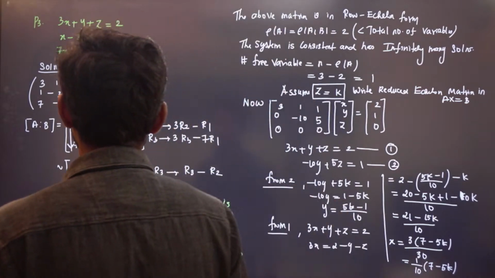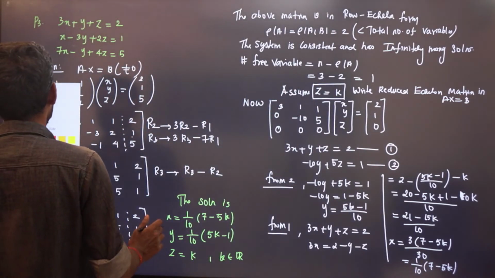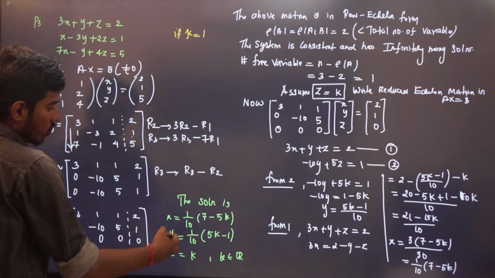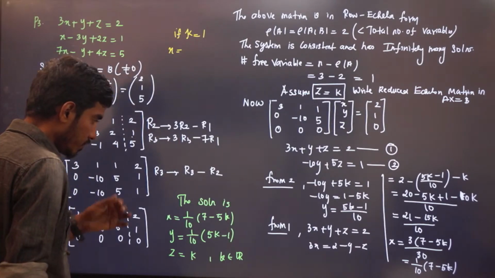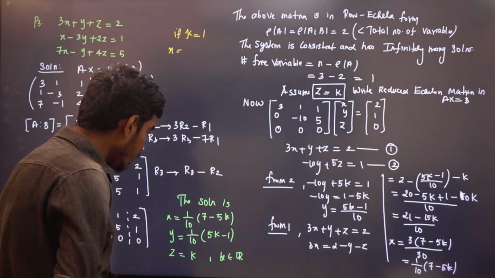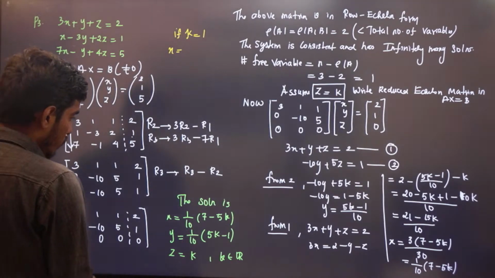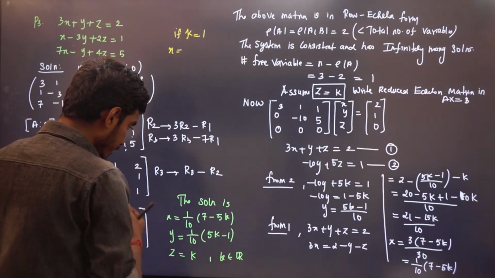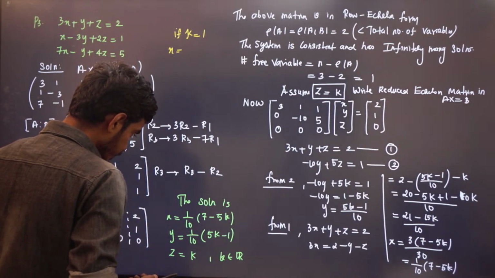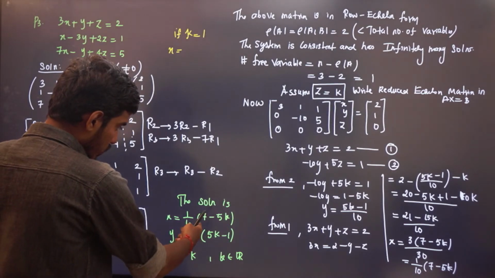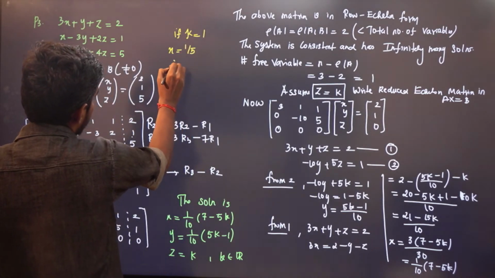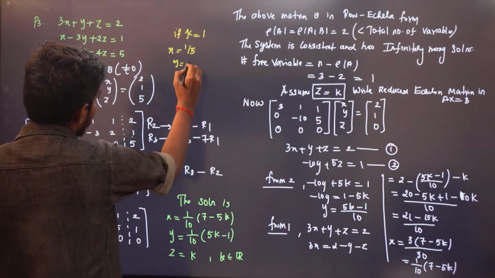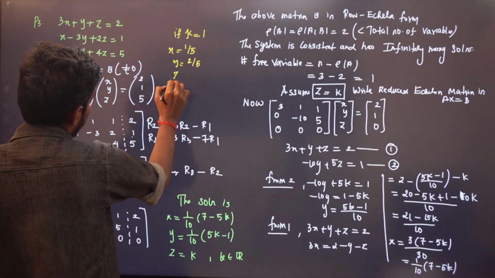For example, let us take k to be equal to 1. If k is equal to 1, what will you have? Your x will be (7 minus 5), 2 by 10, so it will be 1 by 5. y will be, if k is 1, 4 by 10, which is 2 by 5. And your z is 1.